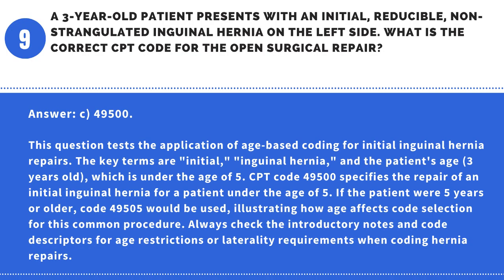49500. This question tests the application of age-based coding for initial inguinal hernia repairs. The key terms are initial, inguinal hernia, and the patient's age, 3 years old, which is under the age of 5. CPT code 49500 specifies the repair of an initial inguinal hernia for a patient under the age of 5. If the patient were 5 years or older, code 49505 would be used, illustrating how age affects code selection for this common procedure. Always check the introductory notes and code descriptors for age restrictions or laterality requirements when coding hernia repairs.